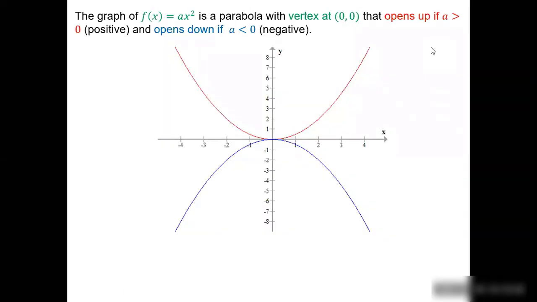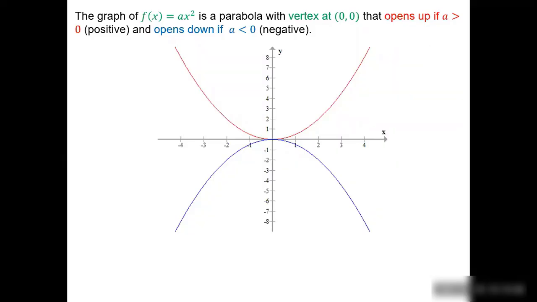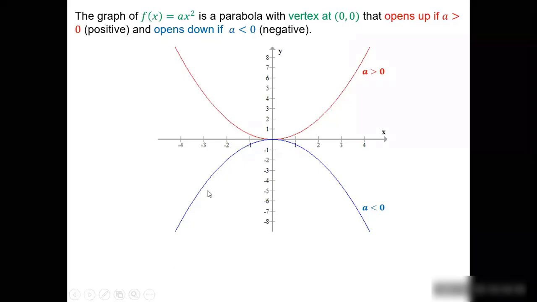So if you have a function ax squared, we should realize that the value of a is going to cause the graph to either open upwards if a happens to be positive, and it'll cause the graph to open downwards if a happens to be negative. So for instance, if a is +2, that would be an upwards parabola. But if a was -2, then that would mean a reflection over the x-axis occurred, causing it to open downwards.